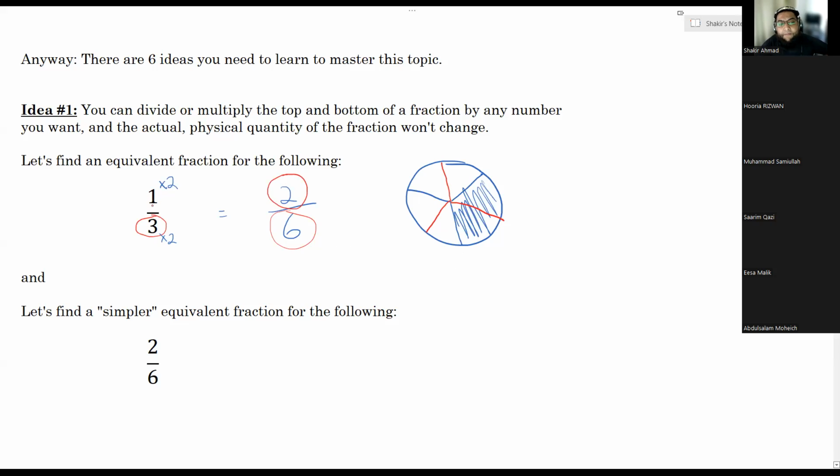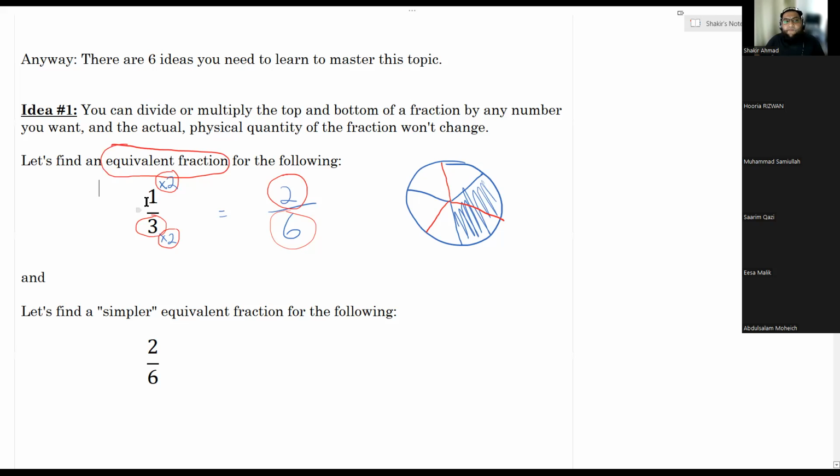So you can multiply the top and bottom of a fraction as long as you multiply both the top and the bottom by the same amount. So if you multiply top by 2, you've got to multiply bottom by 2. You can multiply top by 3 if you wanted to, and then multiply the bottom by 3 as well. As long as you did that, the actual fraction will not change. It's known as finding an equivalent fraction. So the people who joined late, you guys have probably been doing this since primary school. Just doing a quick revision of that stuff.